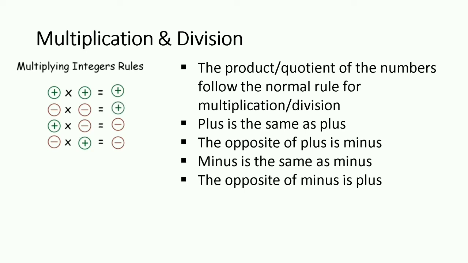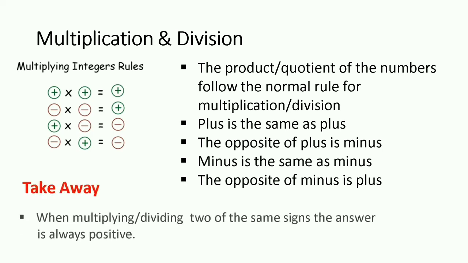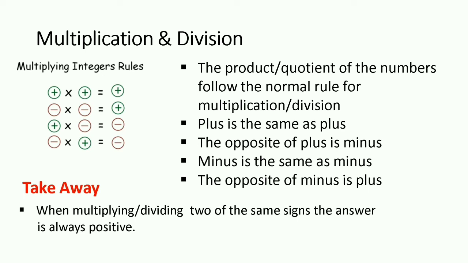So the truth be told, you don't need to remember all of these rules if you would have made the observations on the right. However, you may find it handy to recall them. So what's the takeaway? Whenever you multiply or divide two of the same signs, your answer is always positive. Take a moment to look at the first two rules in the multiplication of integers.